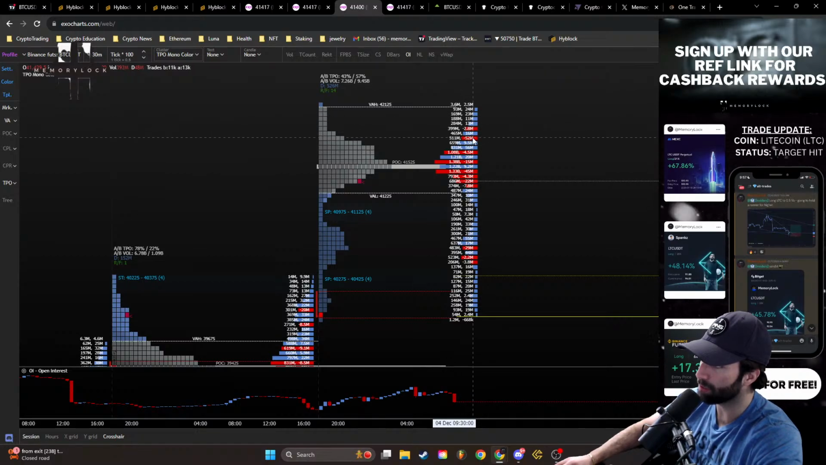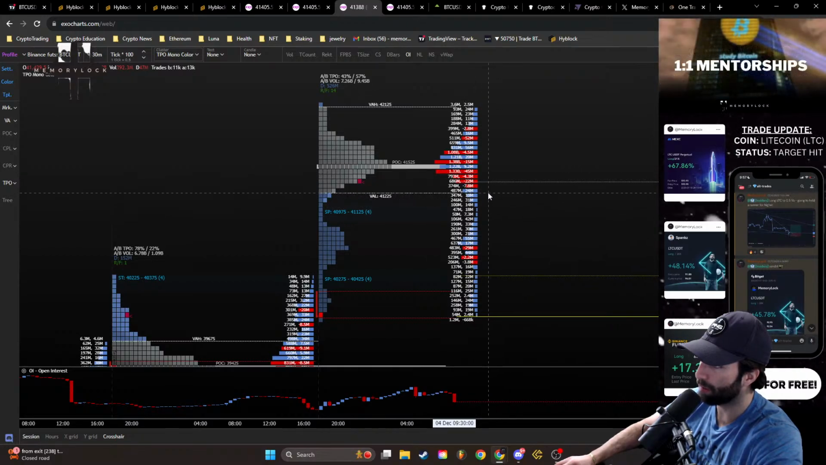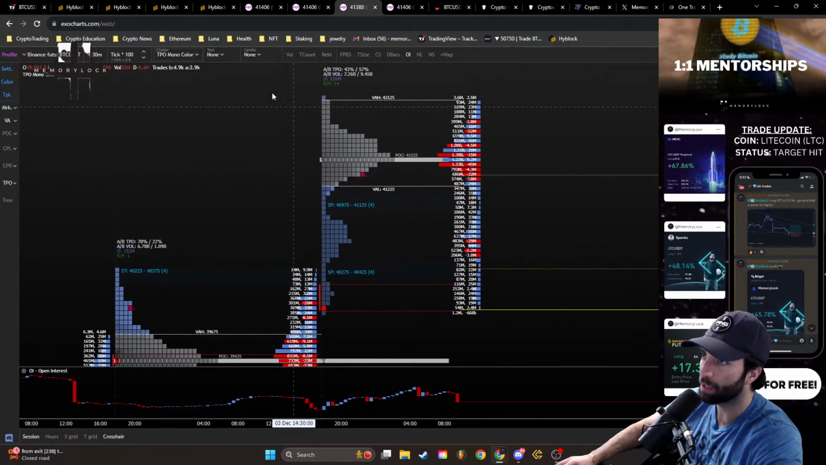We do have some nice trapped shorts here. A massive amount of shorts open at this level here, as well as here. Currently holding the value area low of the day.